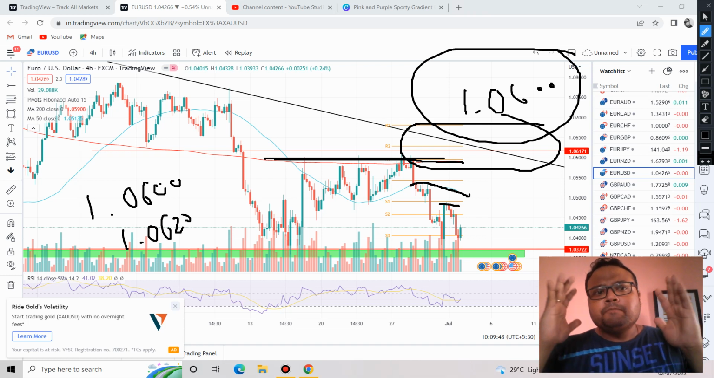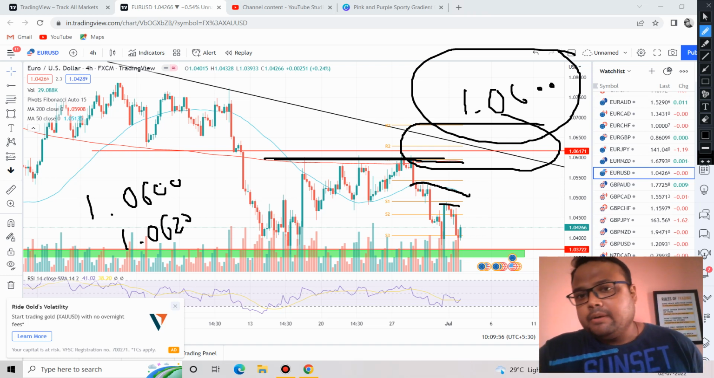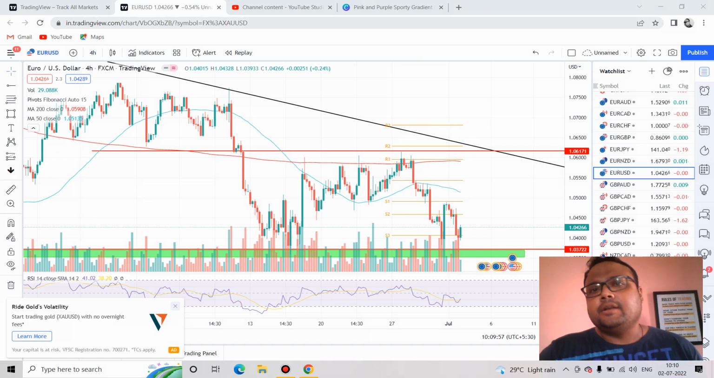But my dear friends, please follow proper risk management. Please use the position size calculator, and protect your hard-earned money, because things are very tough right now.